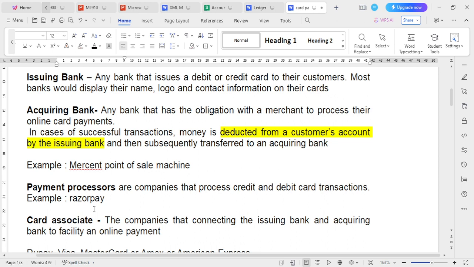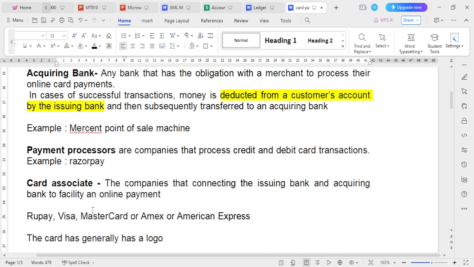Who is a card associate or card network? Everyone is aware of it: RuPay, Visa, MasterCard, Amex or American Express, that we call a card associate. They provide the service for various banks, for the issuing bank and acquiring bank, all the banks. They are the main market players. You can see the card associate or card network details on the card itself. They mention who provides the particular card, either Visa or MasterCard or Amex or American Express, and even the logo is printed on the card.